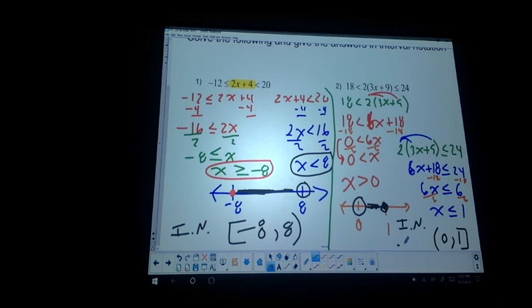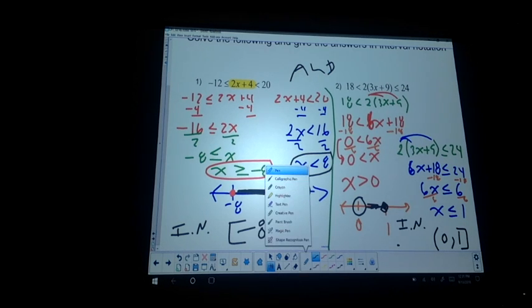Sweet. Make sense? These are both AND problems. The reason they're AND is we're shading in between. So they're both AND problems because we're shading in between these. Okay? Good? Alright.